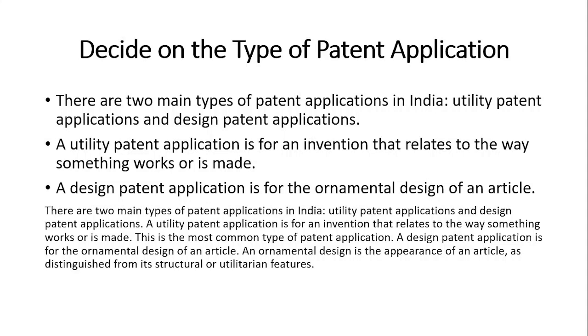Then you may have a question: how many patent types are available? What are all the types of patents available? Yes, there are two types of patents available. One is utility patent, another one is design patent. Here, what is a utility patent? Yes, a utility patent means something that works, but a design patent is an ornamental design of an article.